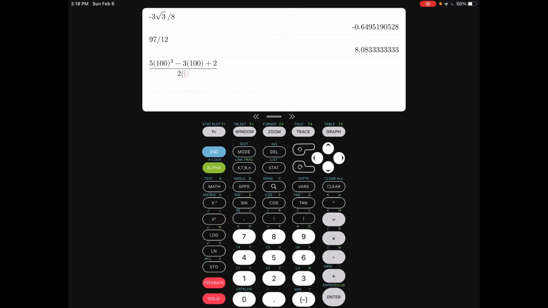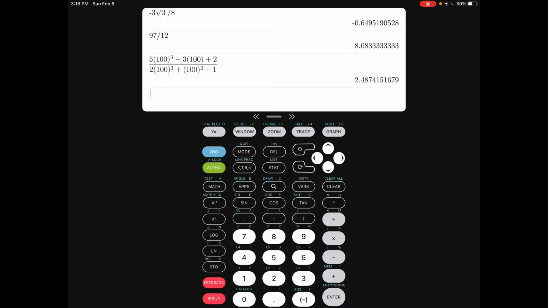This is all over 2 times 100 cubed plus 100 squared, and then minus 1. And I'll just hit equals. And you can see it's 2.48. It's really fishy. If I used a number that was closer to infinity, whatever that means.